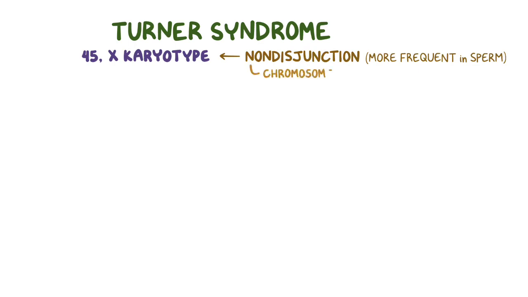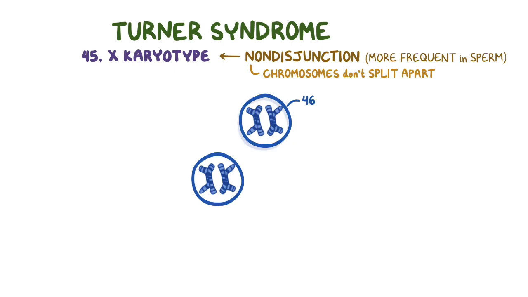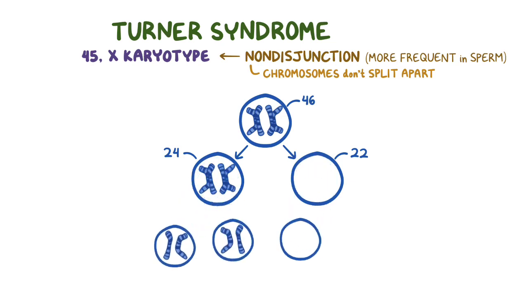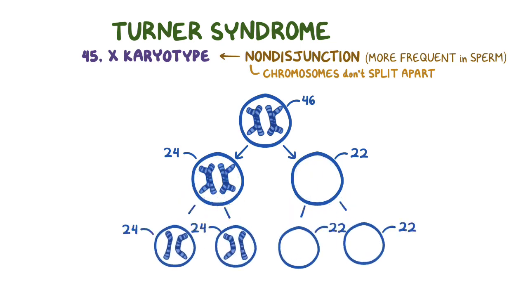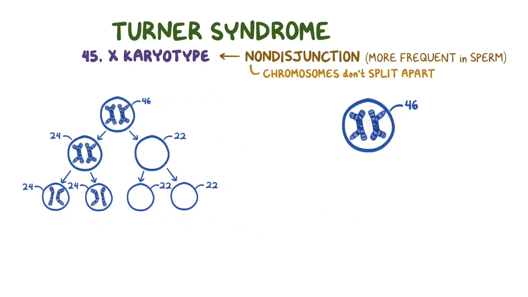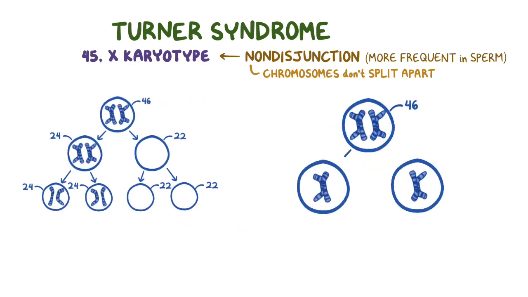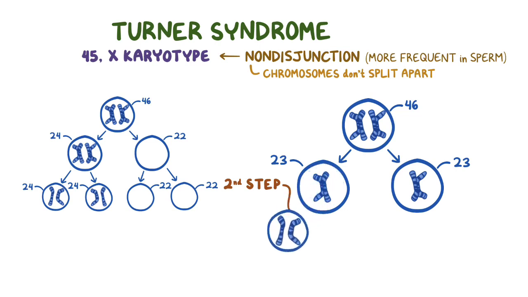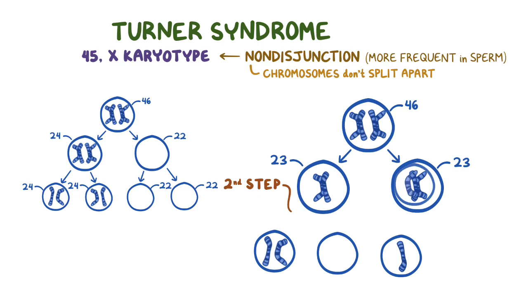Non-disjunction means the chromosomes don't split apart, so following meiosis, one resulting cell ends up with both chromosomes and the other gets none. Multiply by 2, and the final result is 2 cells with an extra chromosome and 2 cells missing a chromosome. Non-disjunction can also happen in the second step, though. So first step goes great, and both cells have a chromosome, but if they don't split apart in the second step, then the final result is 1 cell with an extra chromosome, 1 cell missing a chromosome, and 2 with the right number of chromosomes.